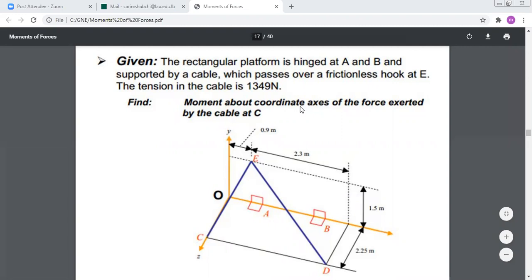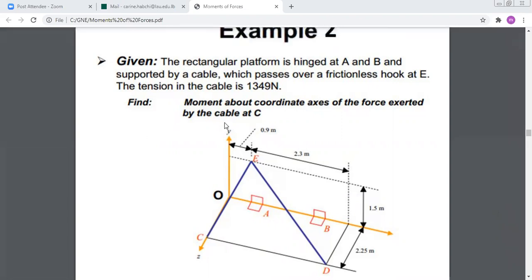When they say just find the moment about C, you find the vector, okay? Because they said find the moment about coordinate axis, so they are interested in the x-axis, y-axis, and z-axis. Okay, thank you.